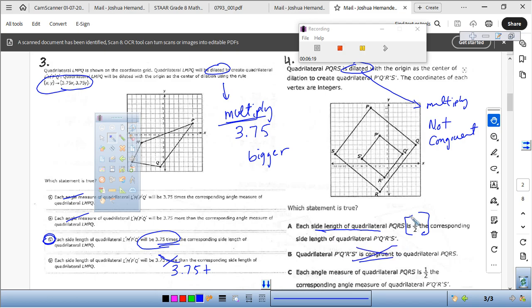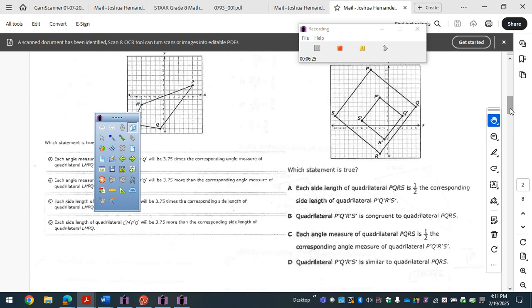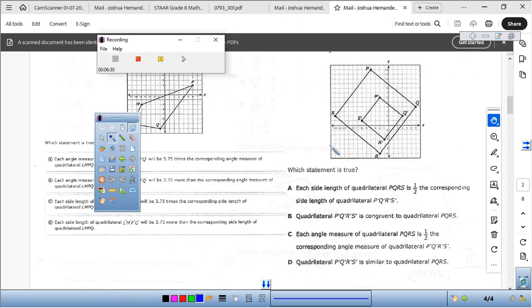Let me see the answers. So for dilation again, the word was dilated. It's going to be not congruent. And please make sure you know the other word that goes with that is going to be similar. Because each side length of the quadrilateral PQRS is 1/2 of the corresponding side of PQ. So it's saying the bigger one, PQRS, is 1/2 of the smaller one.